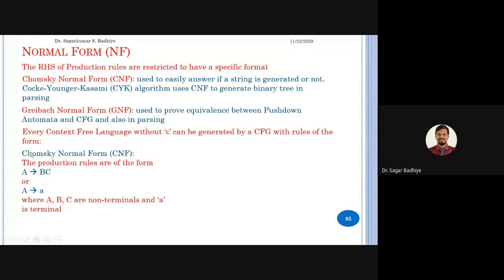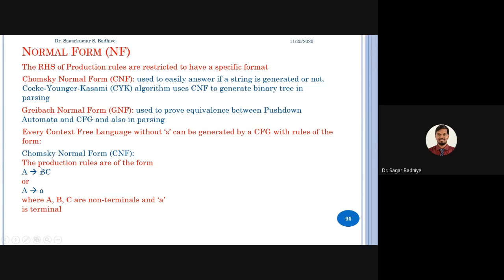So any grammar is said to be in CNF if all the production rules are restricted to have these two forms. That is, a single non-terminal will derive two consecutive non-terminals, like A derives BC. So here A is a non-terminal and B and C are also non-terminals. So if all the production rules are of the form that a single non-terminal derives two consecutive non-terminals, then we say that it is in CNF.